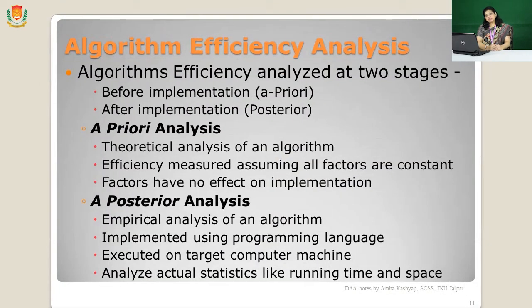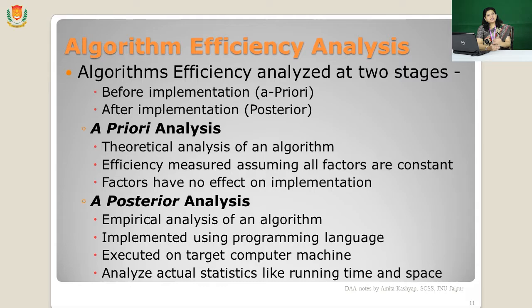Algorithm efficiency analysis. Algorithms can be analyzed at two different stages: before implementation and after implementation. If we are analyzing the algorithm before implementation, it is called a priori analysis.